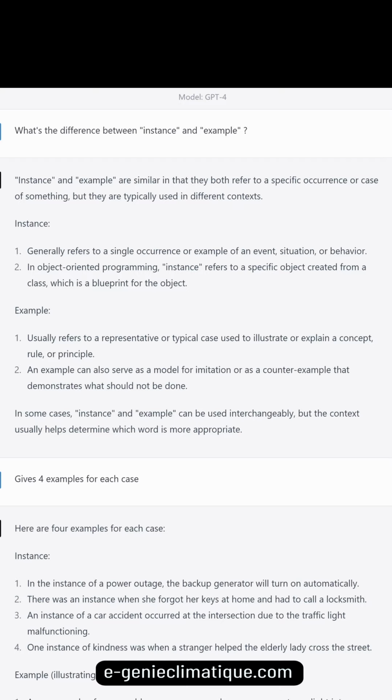In object-oriented programming, instance refers to a specific object created from a class, which is a blueprint for the object. Example usually refers to a representative or typical case used to illustrate or explain a concept, rule, or principle. An example can also serve as a model for imitation or as a counterexample that demonstrates what should not be done. In some cases, instance and example can be used interchangeably, but the context usually helps determine which word is more appropriate. Give 4 examples for each case.